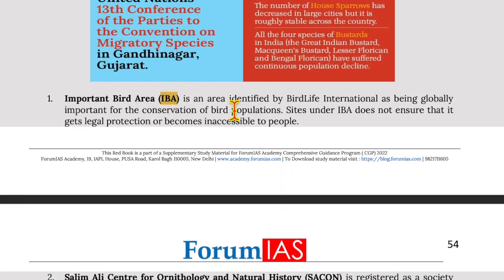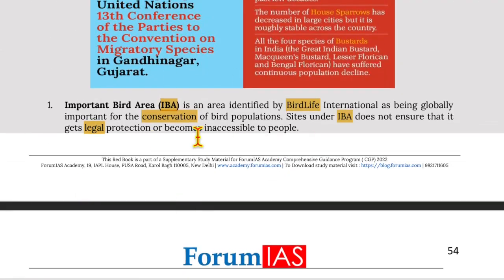Important Bird Area is an area identified by BirdLife International as being globally important for conservation of bird populations. Sites under Important Bird Areas do not ensure that they get legal protection or become inaccessible to people. So they serve basically an educational purpose.